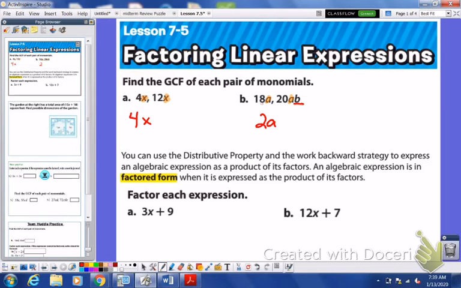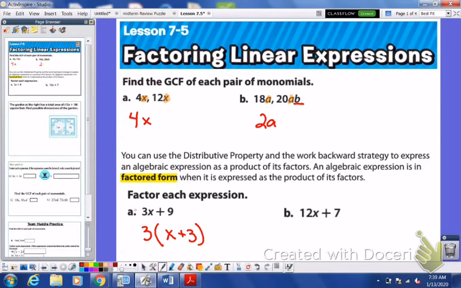So if I have 3x plus 9, my GCF of 3x and 9 would be 3. So then I want to think about dividing. If I did 3x divided by 3, we'd be left with just x, plus 9 divided by 3 is 3. So if you thought about your distributive property, we'd take 3 times x and 3 times 3, which would take us back to 3x plus 9.